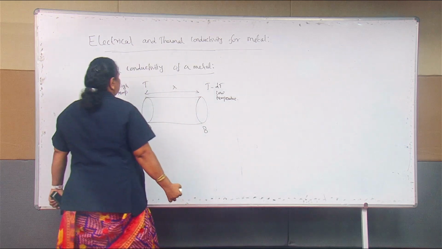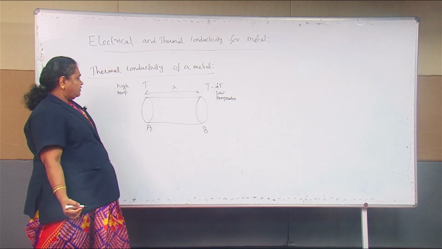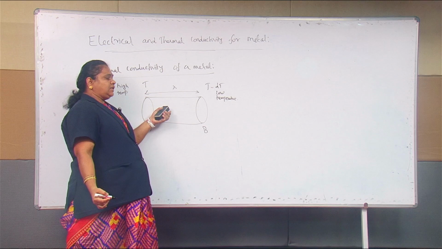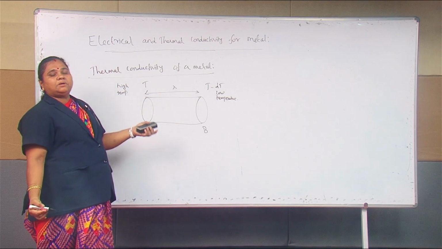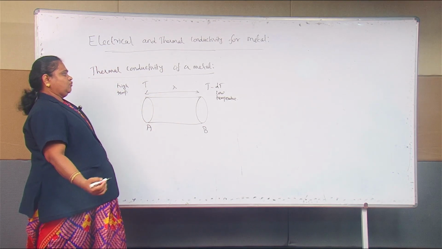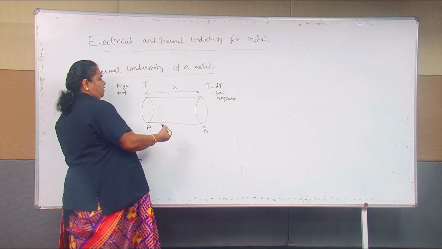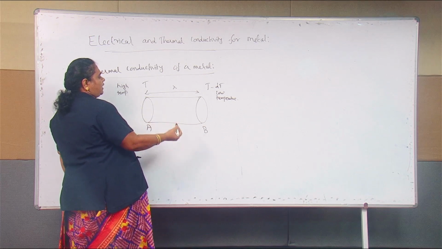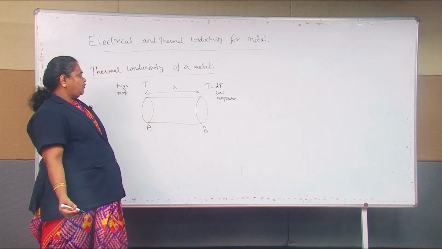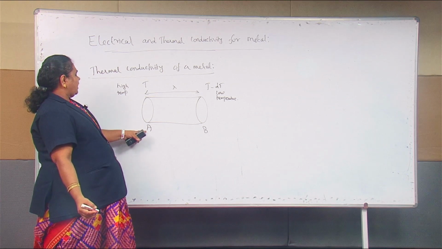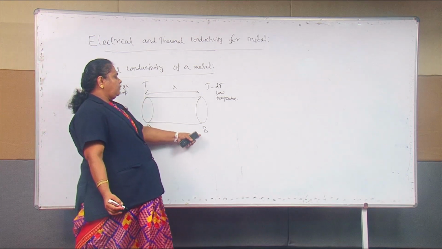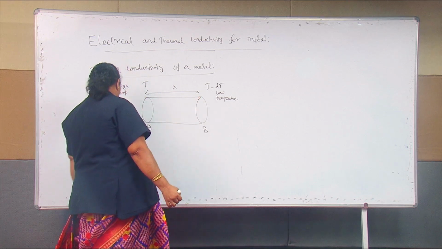By the movement of electrons, they acquire a drift velocity, so we can have a current. In addition to that, thermal conductivity is also associated with the movement of electrons present inside a metal. And we know that heat can flow from end A to B. So at end A the temperature is T, and B is maintained at T minus dT.